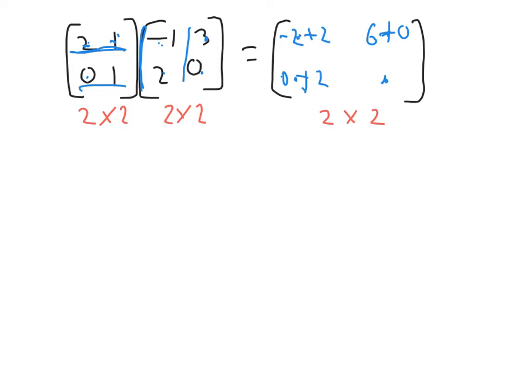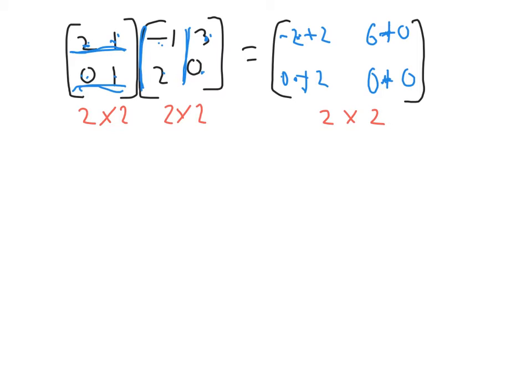And then finally, in our resulting matrix, we have the second row and the second column. So we do the second row and the second column. So we've got 0 times 3 plus 1 times 0, which is 0 plus 0.